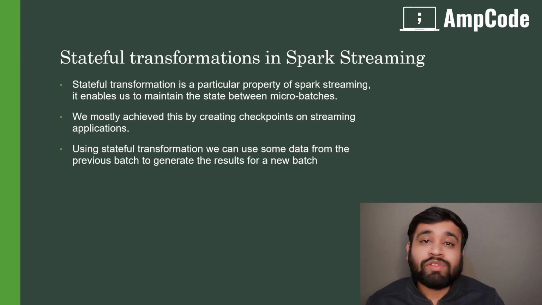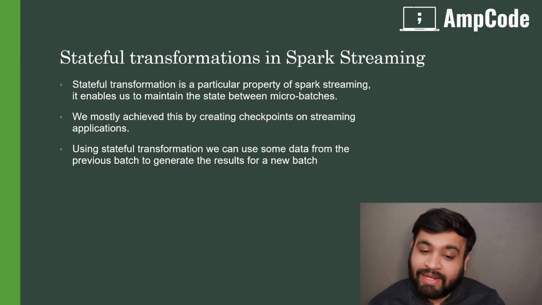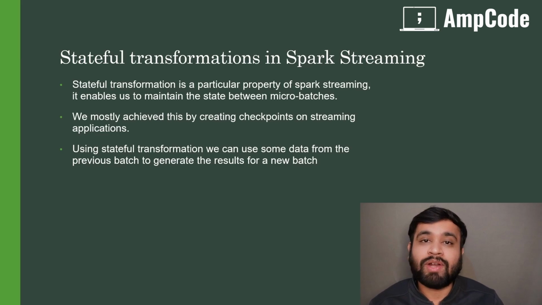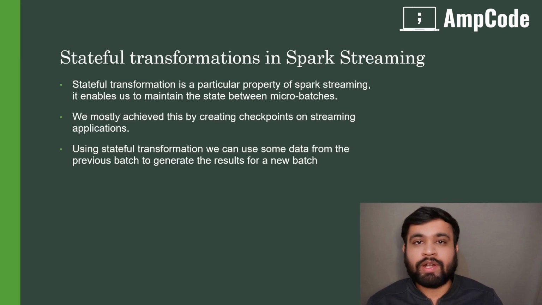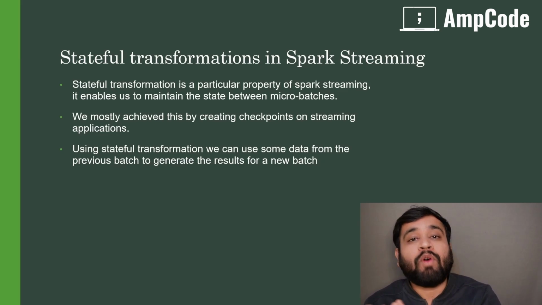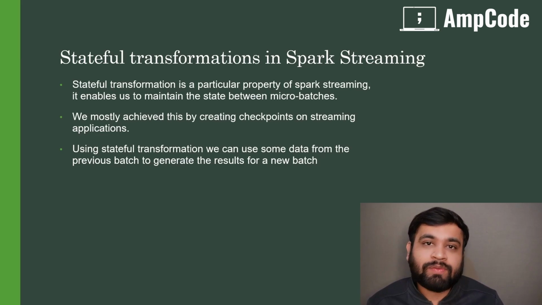We mostly achieve this stateful transformation by creating the checkpoint or the checkpoint directory on the streaming application. We are going to see how to create the checkpoint directory in your Spark streaming application in the subsequent topics. But using this stateful transformation, we can use some data of the previous window or the previous batch to generate the aggregated result or the combined result for the new batch. There are specific use cases which need this stateful transformation. Let's talk about them now.